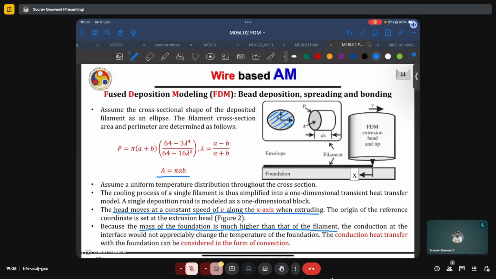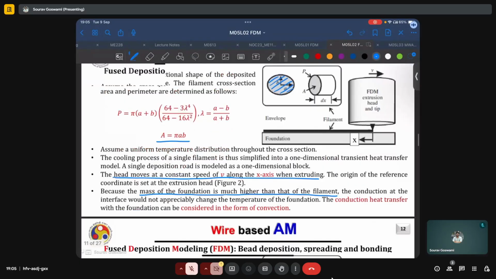But what we know from our knowledge of FDM processes is that typically the build plate will not be at ambient temperature. We'll be preheating it to say 60 or 70 degrees Celsius, and we'll be maintaining that temperature with some heating and closed loop feedback mechanism. Thus, it is far, far easier to actually model the loss of heat from the filament to the foundation in the form of convective losses only.